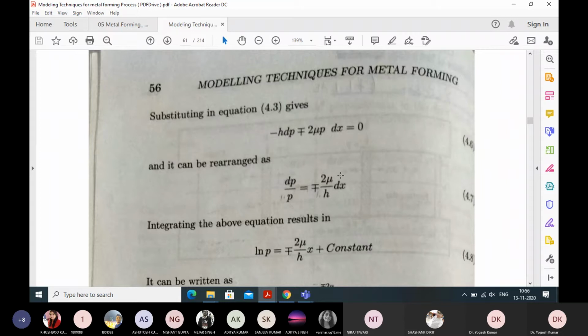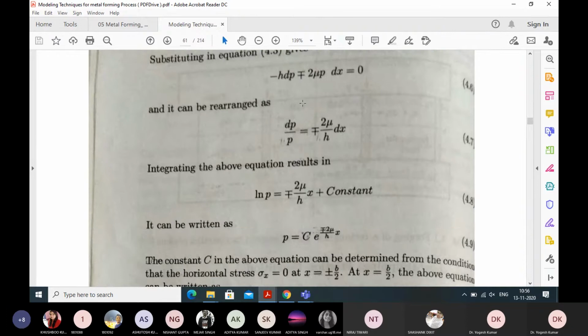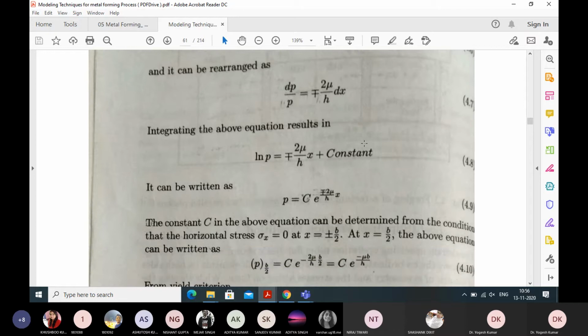It should be clear to all of you. If you integrate this equation 4.7, you will get natural log of p equals minus plus twice mu upon h into x plus some constant. Some constant c1, c2, or a, whatever you want to write. This is the equation which has come by integrating equation 4.7. This is simple mathematics.